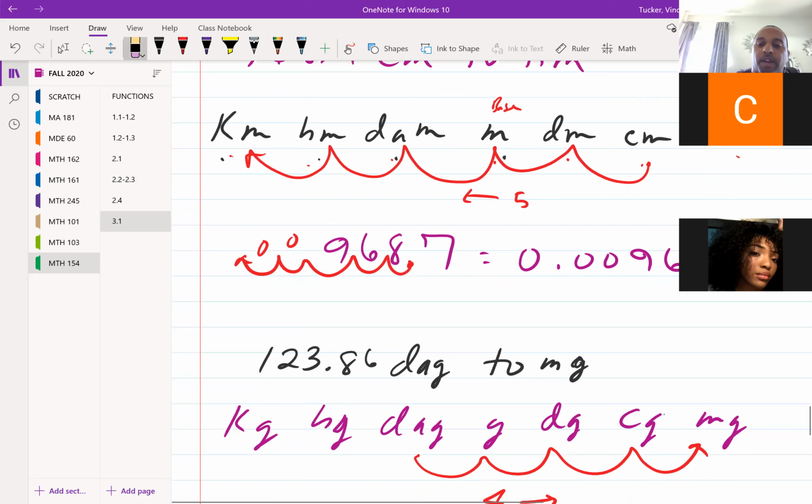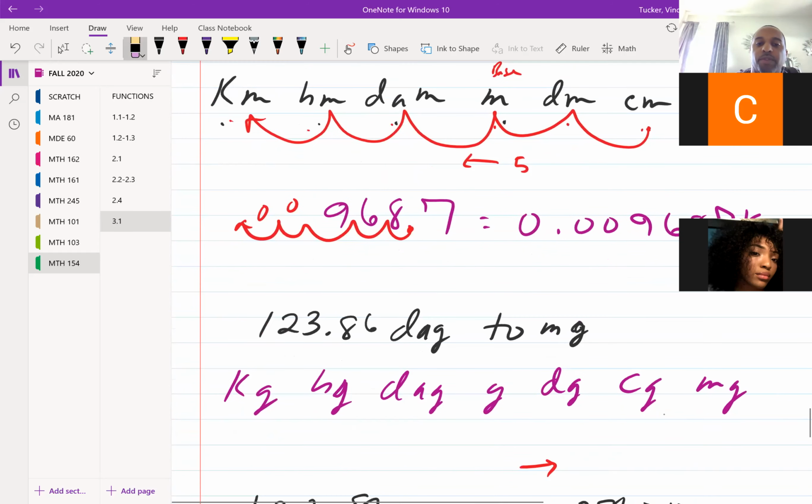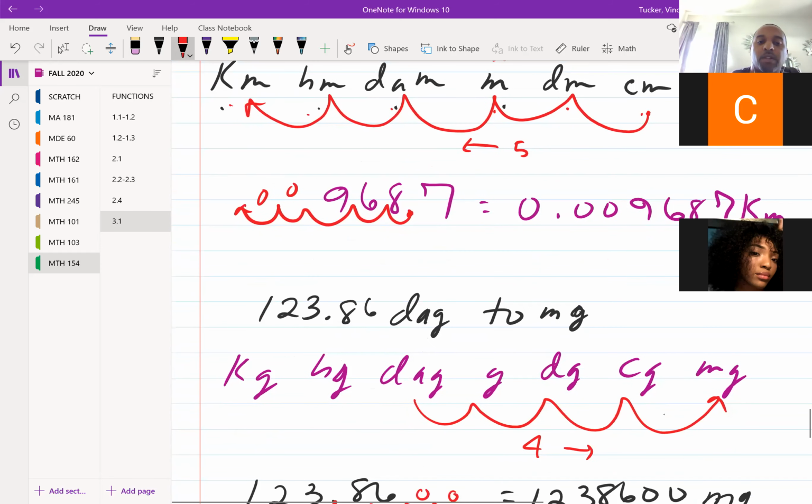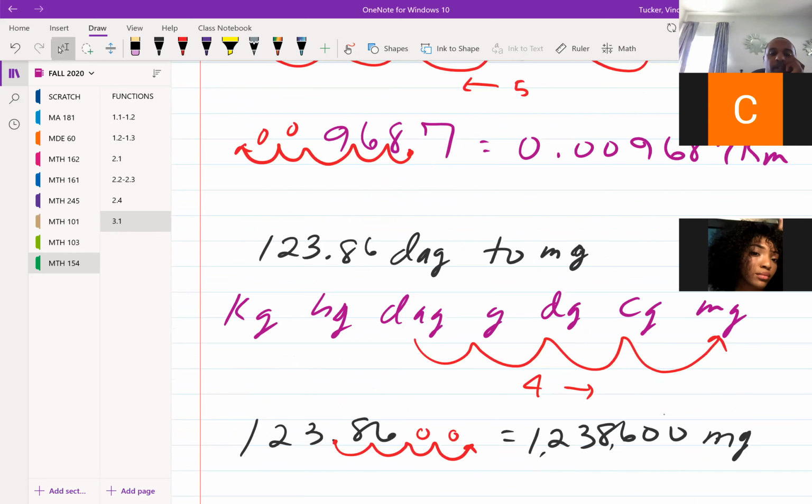All right, so if I have 123.86 decagrams, and I want to convert it to milligrams, I'll go 1, 2, 3, 4 to the right. So I take that decimal 4 spaces to the right, use 2 zeros as placeholders, and I got 1,238,600 milligrams.